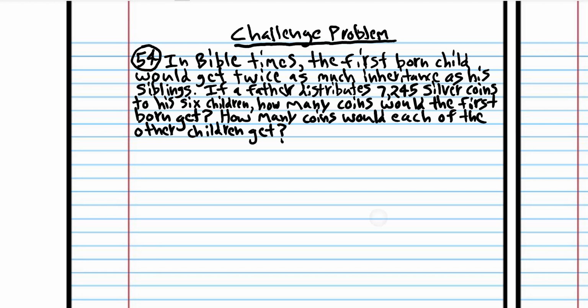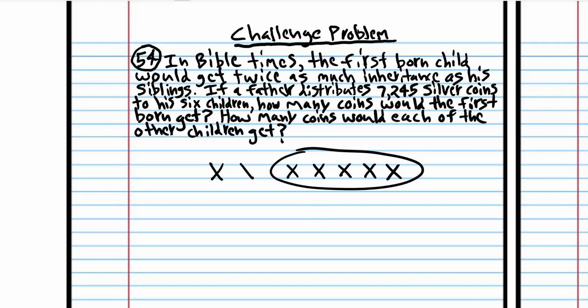So 5 of the children, let's say that each portion, we'll call it X. So 5 children will each get X: 1, 2, 3, 4, 5. But the 6th child, he'll get twice as much. All right? So the key to understanding this problem is to know that each one of these parts is the same size. All these children with the yellow highlighter get X. The first one gets X, the second one gets X, the third one gets X. But the firstborn gets 2 times X, right?